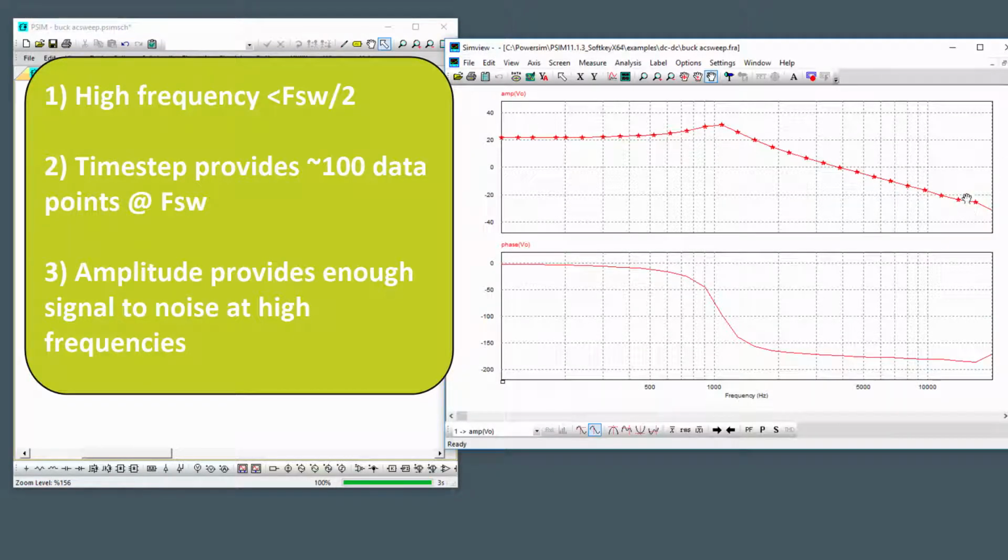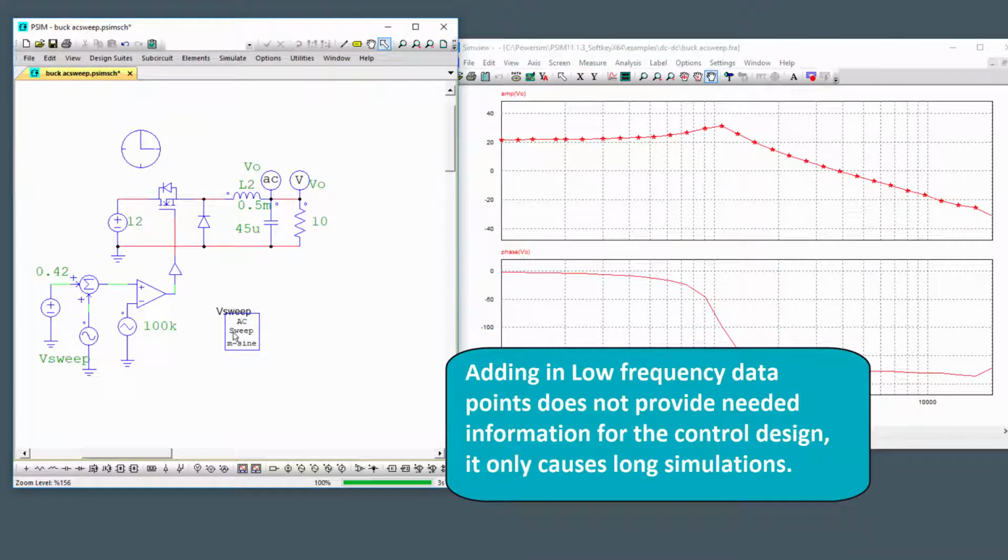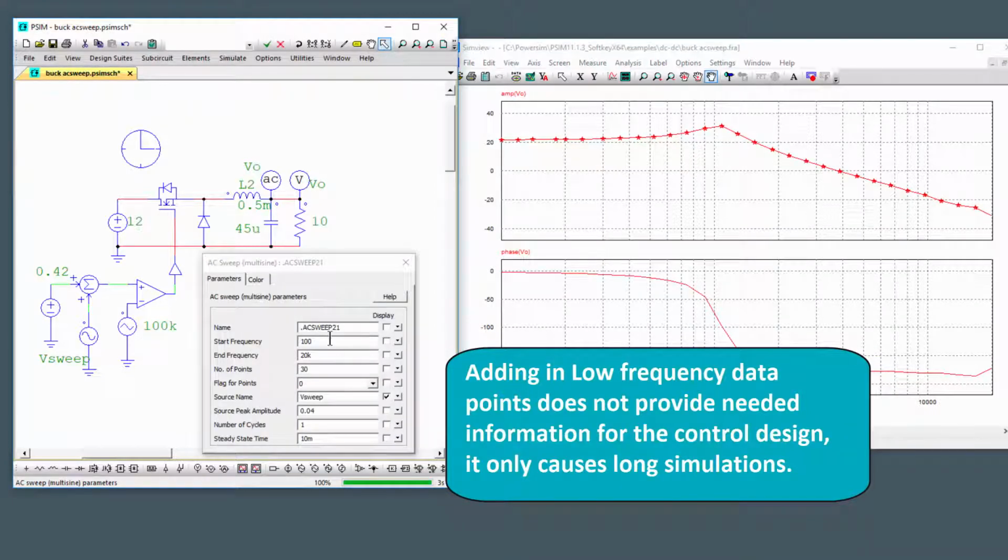Do I have enough signal at high frequencies, or signal strength? And do I accurately capture the transition zone? Adding in a lower frequency point over here really isn't going to give us that much extra information if we're looking to design a controller. And it will just cause the simulation to run a lot slower, because then we need to run at least one cycle of the lowest frequency in here.